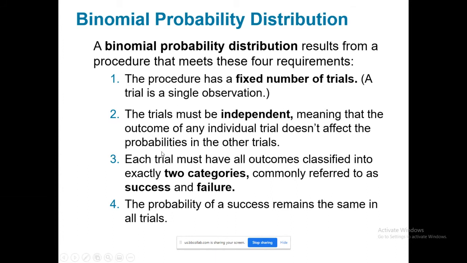The third condition is that each trial must have outcomes classified in 2 categories, either success or failure. And then lastly, the probability of success remains the same in all trials. All right, so we're going to take a look at a probability distribution, and we'll see if it meets all 4 of these requirements.